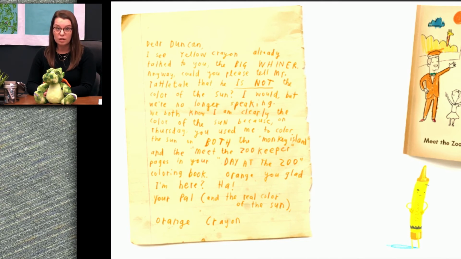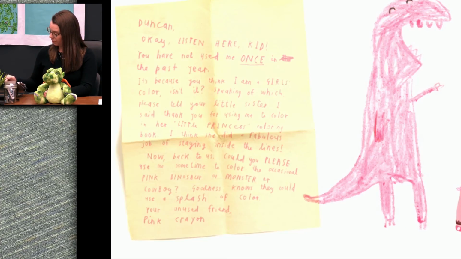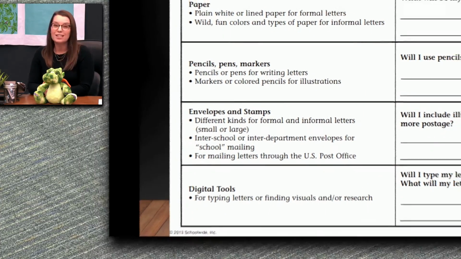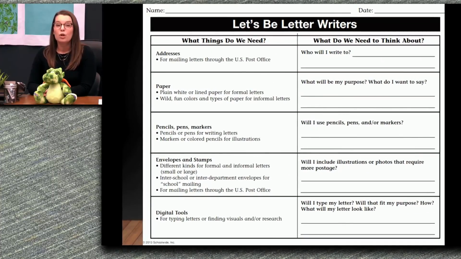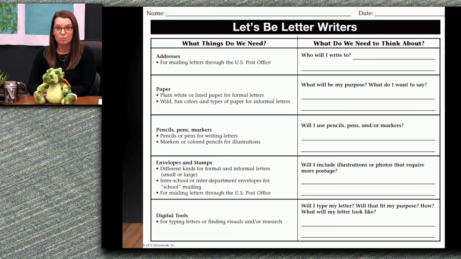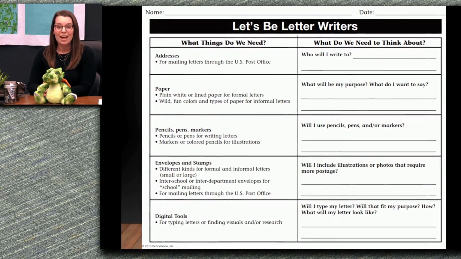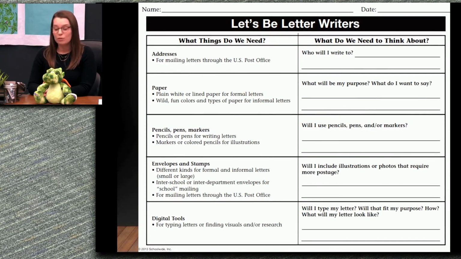Orange crayon also seems to be expressing some feeling and thought. Now, your independent work today is going to be to think about who you're writing to, who's your addressee, and what is your purpose for writing. And you can use this graphic organizer that's in your ELA packet to help you.